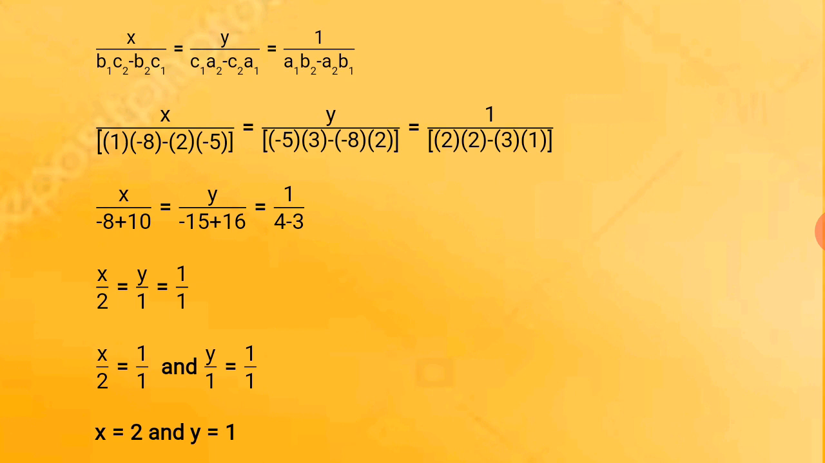With this, we are going to equate the first and the third. Then we are going to equate the second and the third. That is how we are going to get the value of x as 2 and y equal to 1. And these two are the solutions of the given question.